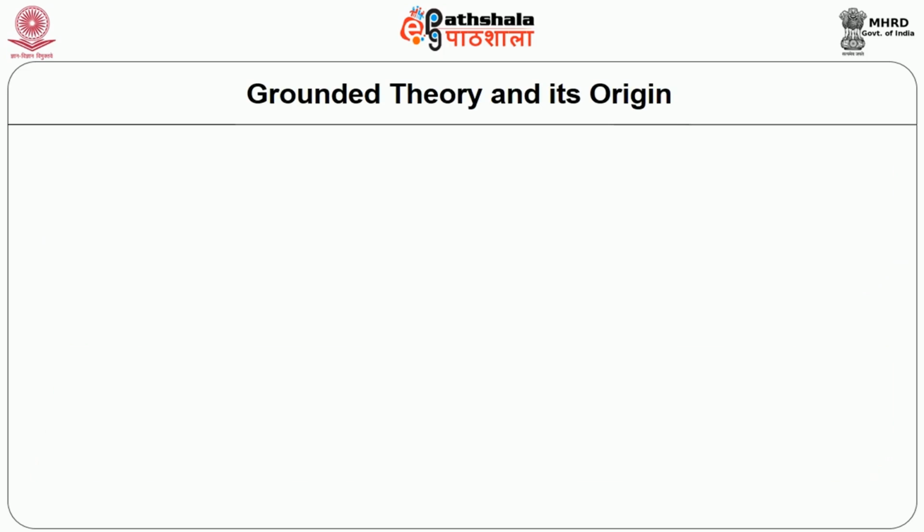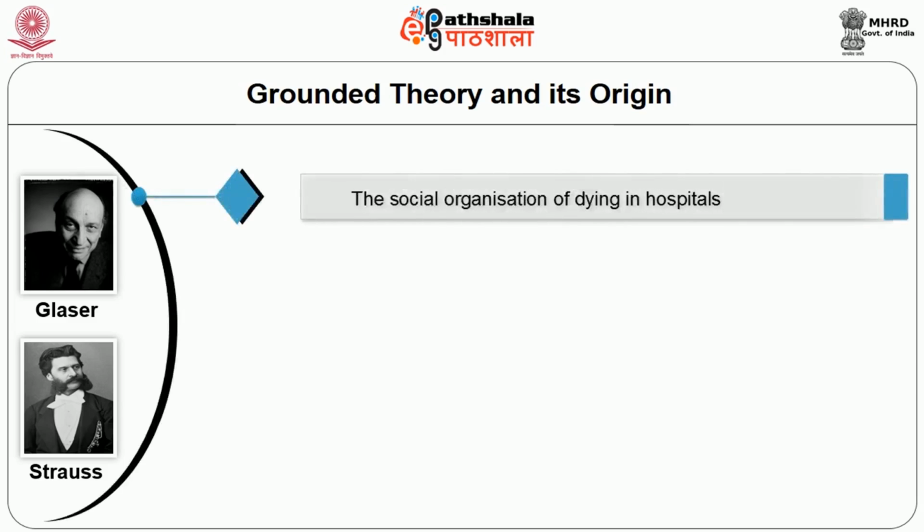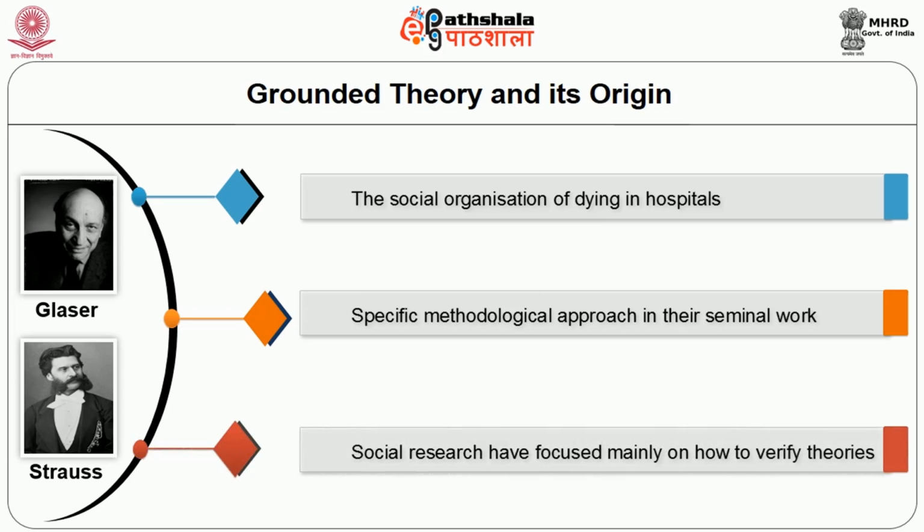Grounded theory was first put forward by Glaser and Strauss when they studied the social organization of dying in hospitals. They articulated grounded theory as a specific methodological approach in their seminal work titled The Discovery of Grounded Theory. One of the important reasons for propounding grounded theory by Glaser and Strauss was that previous books on methods of social research have focused mainly on how to verify theories.